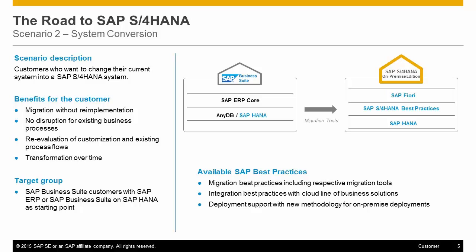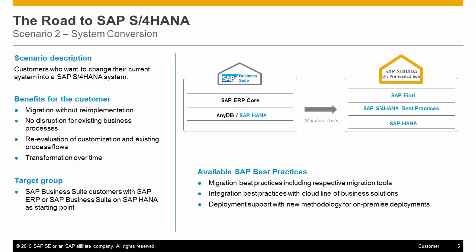Finally, you migrate data from the old data structures to the new simplified data structures. The scenario is technically based on Software Update Manager (SUM) with Database Migration Option (DMO) in case the customer is not yet on SAP HANA database. Basically, the customer can move to SAP S/4HANA on-premise edition in a one-step procedure.